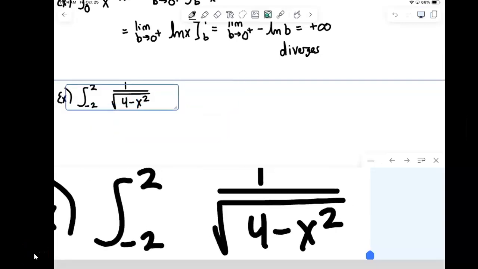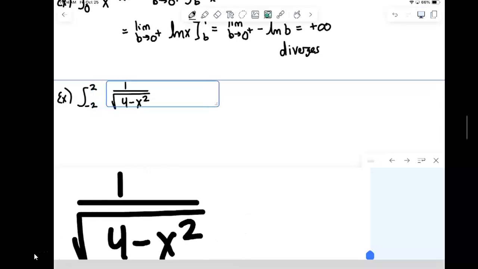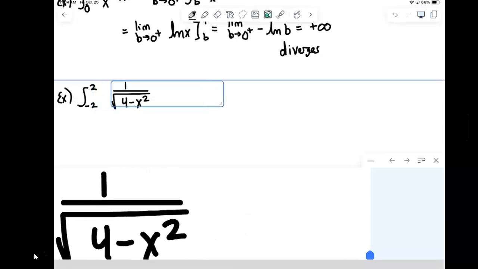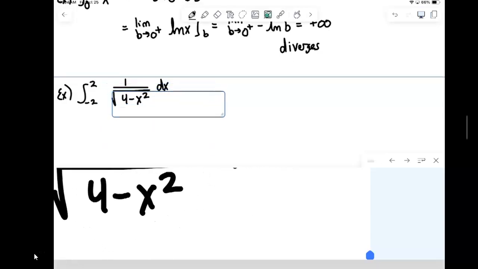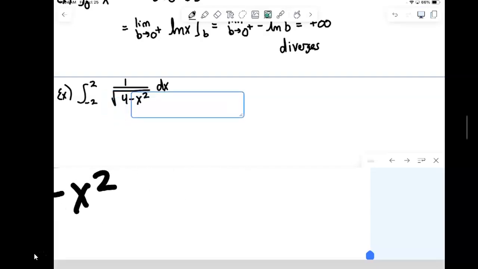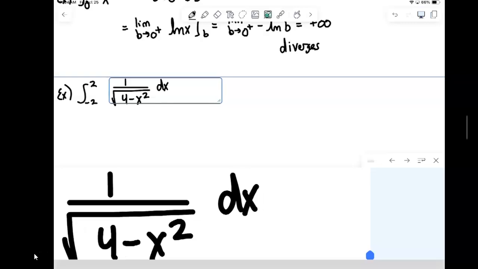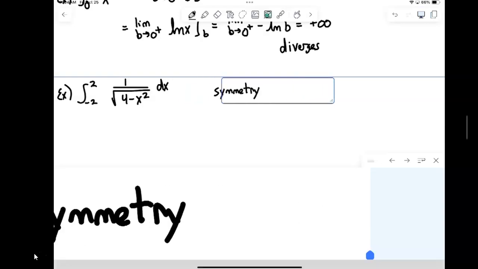Okay, so here we want to compute the integral from -2 to 2 of 1 over the square root of 4 minus x squared dx. The first thing I notice is that this function is an even function. In other words, if I plug negative x in, everything would still be the same, right? And that means that this has symmetry about the y-axis.